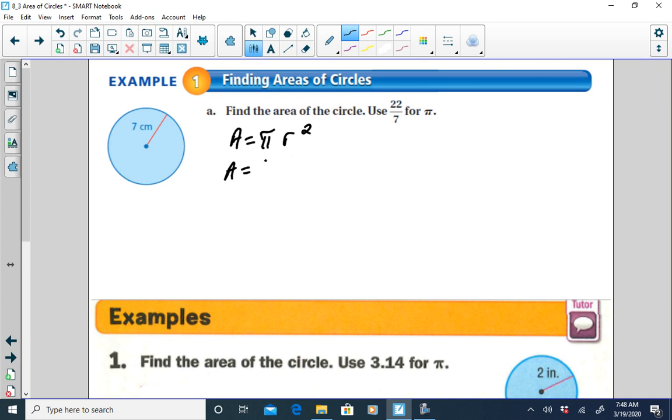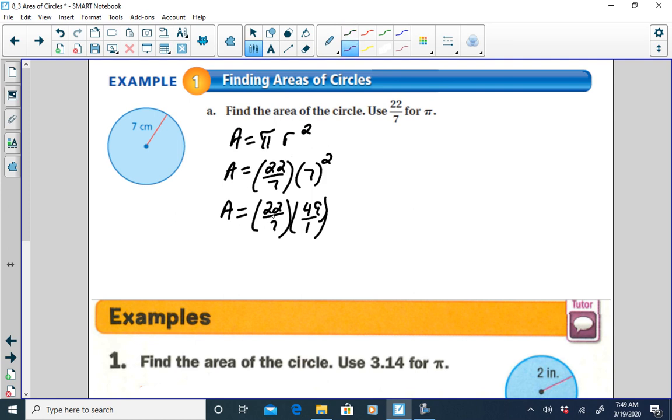So I'm going to take pi and replace it with 22/7. And for r, we're given 7, so I'm going to replace r with 7, and we're going to have to square that. Now, 7 squared is 49, so the area is going to be equal to 22/7 times 7 squared, which is 7 times 7, or 49. All right, we put 49 over 1.